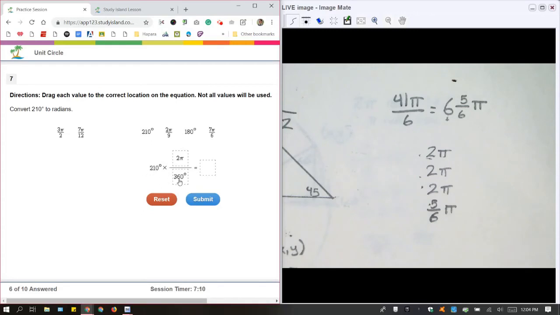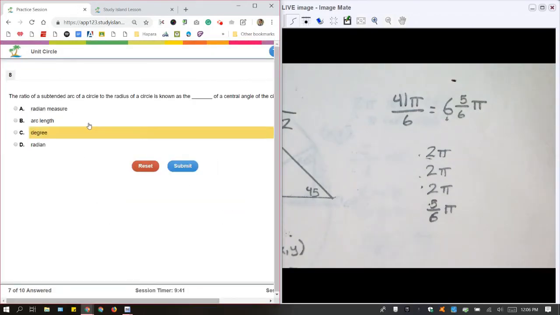So if I divide 210 and 360, that's the same as 21 over 36, which 21, 36 both divided by 3. 21 divided by 3 is 7. 36 divided by 3 is 12. So this becomes 7/12 times 2 pi. 7/12 times 2 pi would be the same as 7/6 pi, because 7 times 2 is 14. 14/12 is the same as 7/6. So that's our answer on that one.